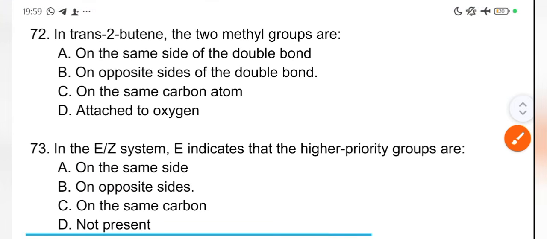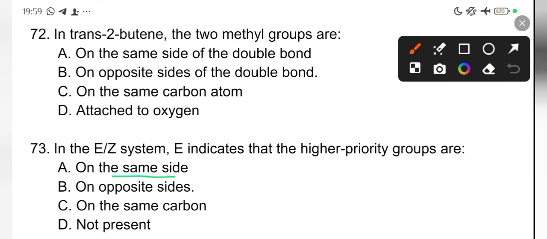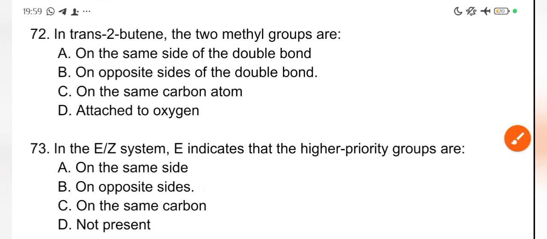In the E-Z system, E indicates that the higher priority groups are on the opposite side. The E-Z system specifically considers only the high priority groups, not other groups. So other groups can be on opposite sides, but it's not necessarily E. It is when the high priority groups are on opposite sides that it is E. If they are on the same side, it is Z.